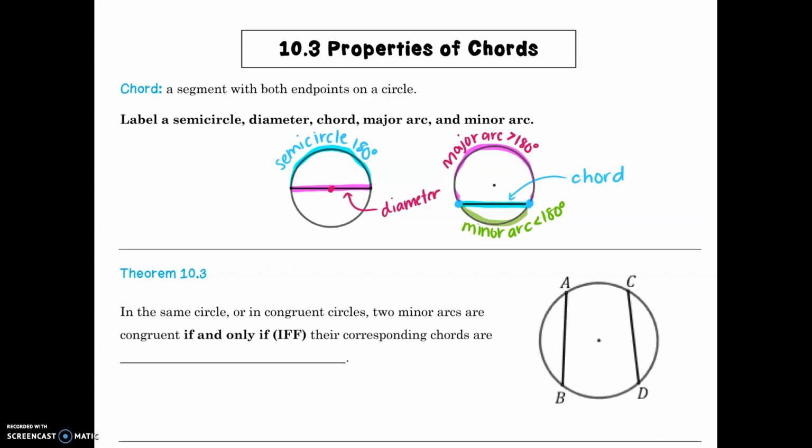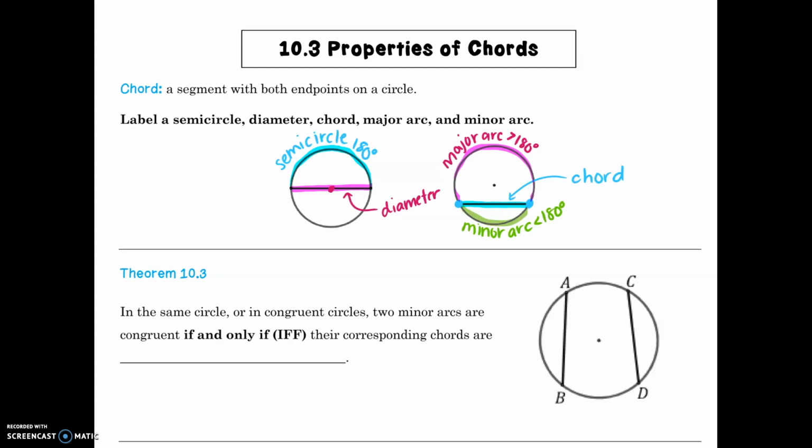Remember, a semicircle measures 180 degrees, it's half the circle. A diameter has endpoints on the circle but also passes through the center of the circle. A major arc measures greater than 180 degrees, a minor arc measures less than 180 degrees, and a chord has endpoints on the circle. Our first theorem is theorem 10.3.